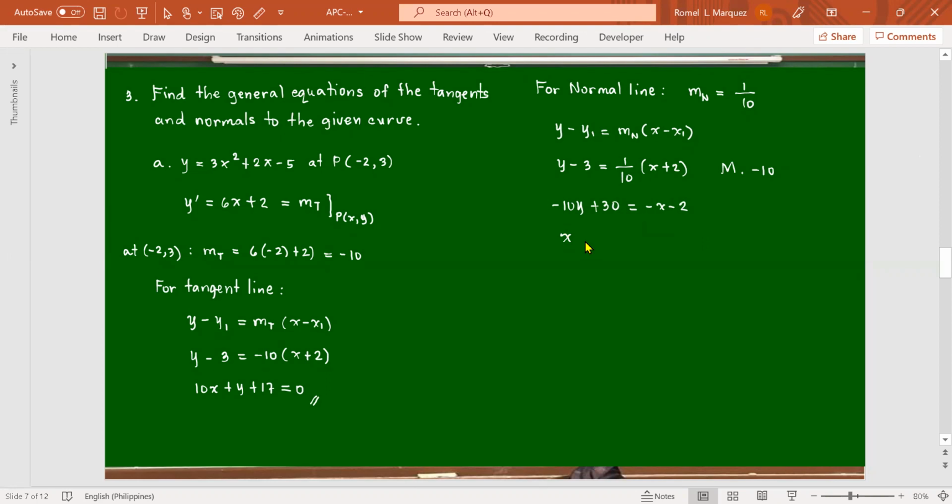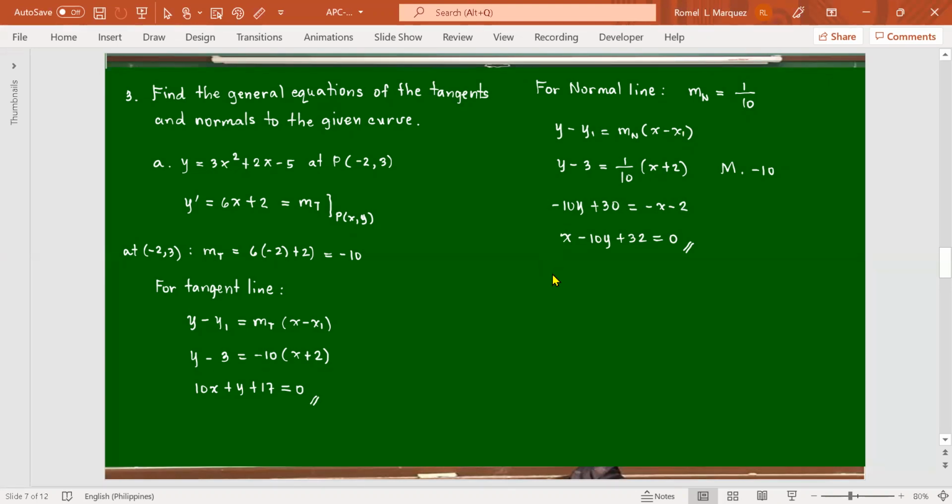Simplifying, expressing everything on the left side, we have x minus 10y plus 32 equals 0. So this is the equation of the normal line. Get it, children? Guys? Yes, sir. Okay.